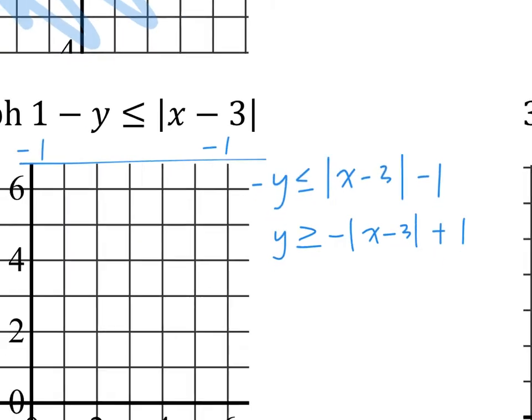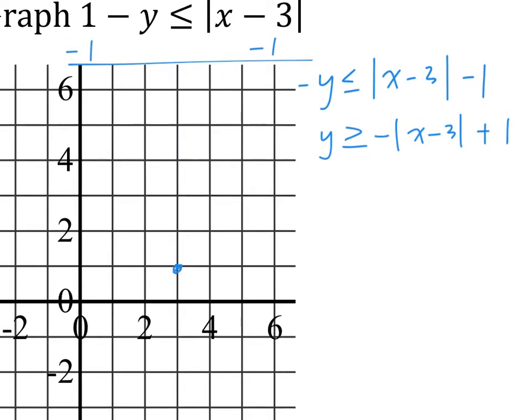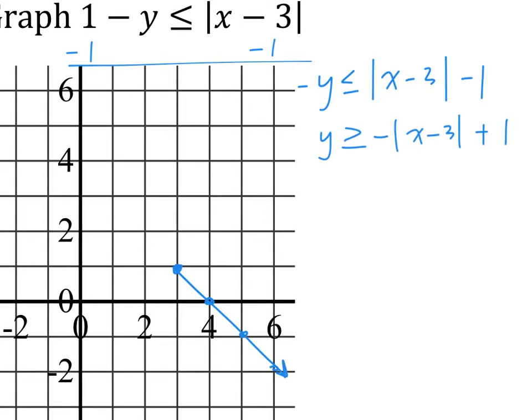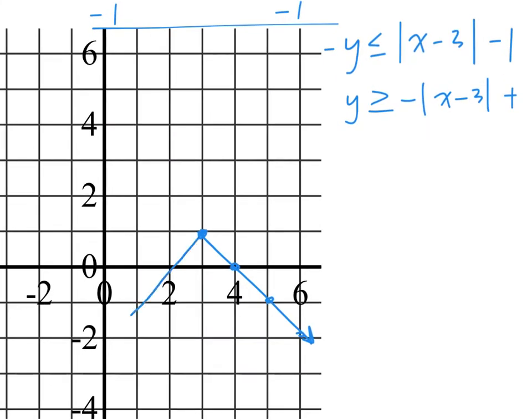Now, the vertex is going to be 3, 1. And it has a slope of down -1. So it's going to go this way. It is a solid line because it's greater than or equal to. And we are going to shade up.